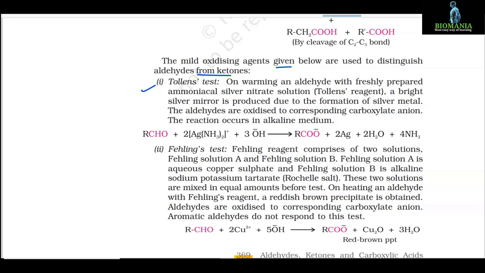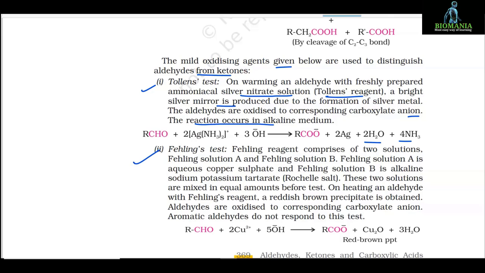Number 1, Tollens' test. On warming an aldehyde with freshly prepared ammoniacal silver nitrate solution, that is Tollens' reagent, a bright silver mirror is produced due to formation of silver metal. The aldehydes are oxidized to the corresponding carboxylate anion. The reaction occurs in alkaline medium. RCHO plus 2[Ag(NH3)2]+ plus 3OH- gives RCOO- plus 2Ag plus 2H2O plus 4NH3.